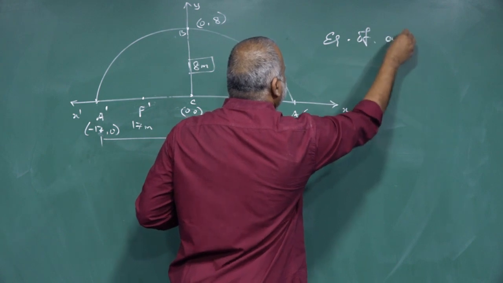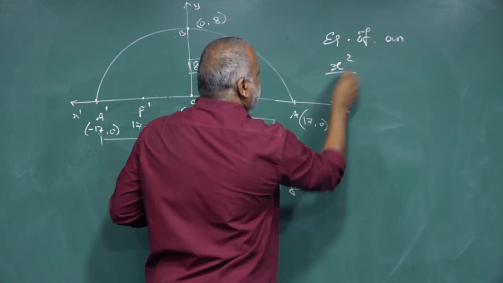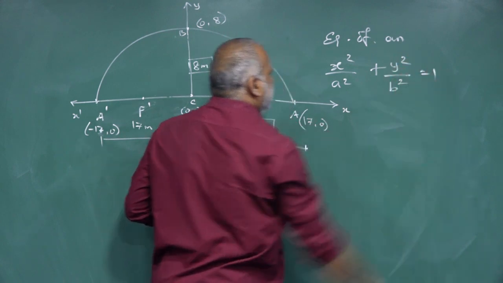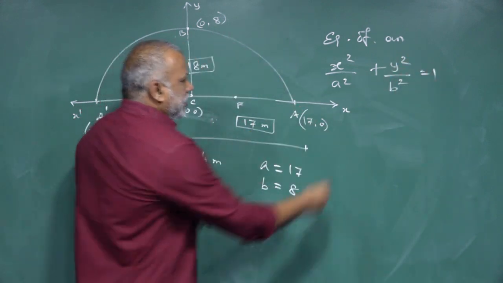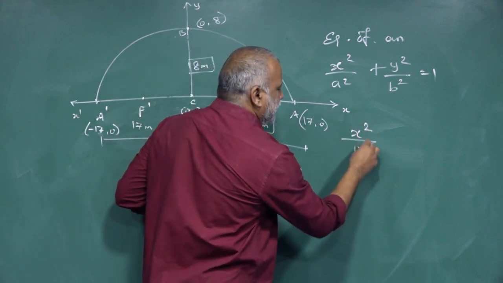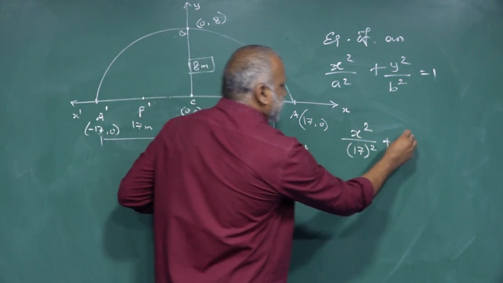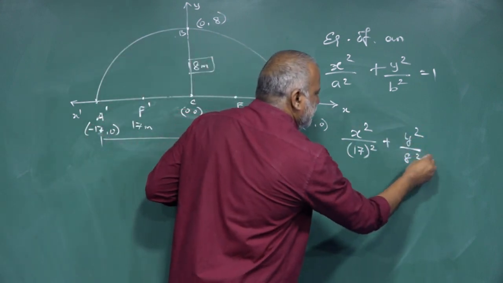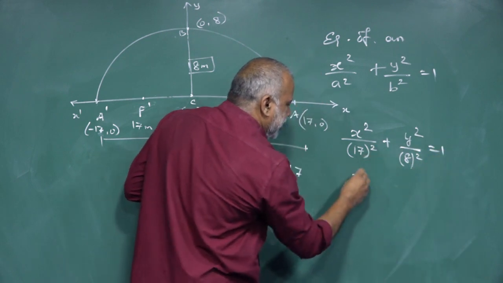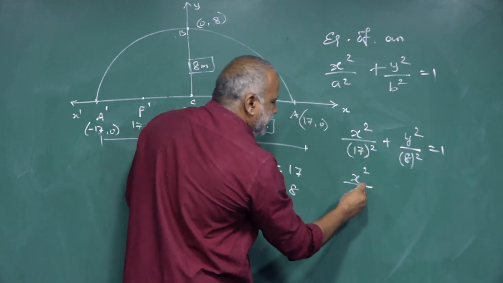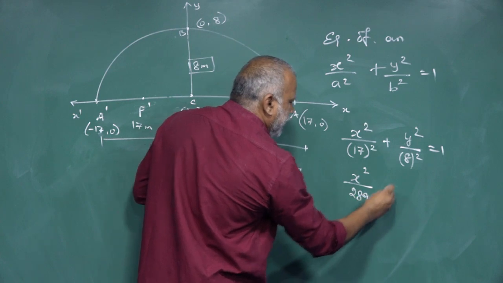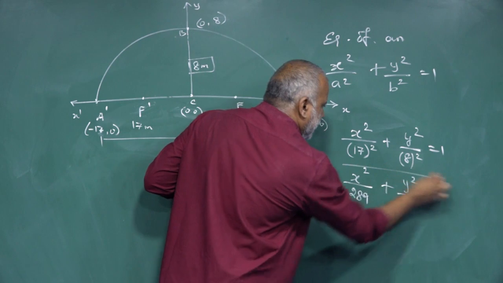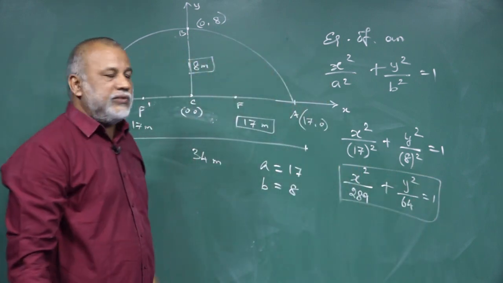Equation of an ellipse: x squared by a squared plus y squared by b squared equals 1. Here a is 17, therefore x squared by 17 squared plus y squared by b squared, where b is 8 squared, equals 1. So I can write x squared by 17 squared, which is 289, plus y squared by 64 equals 1. This is the equation of this ellipse.